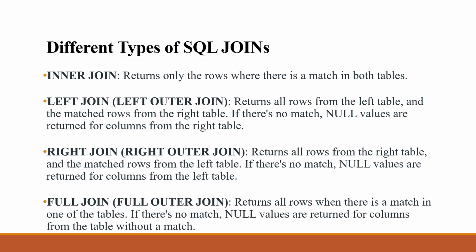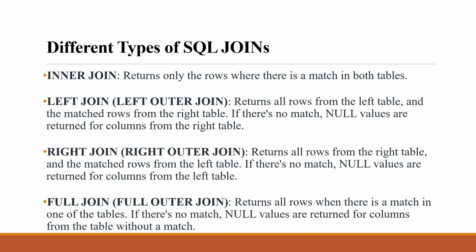There are different types of SQL joins. First, inner join. Inner join returns only the rows where there is a match in both tables. Second, left join, also called a left outer join. It returns all rows from the left table and the matching rows from the right table. If there is no match, null values are returned for columns from the right table.